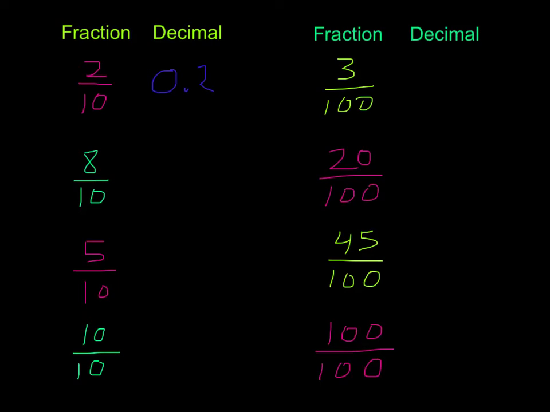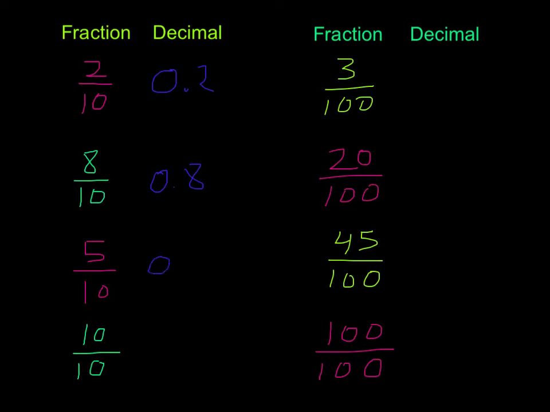This second one here is 8 tenths. So 0 in the ones column, and then in the tenths column, we're going to have our 8, 0.8. On our next one, we have 5 tenths.